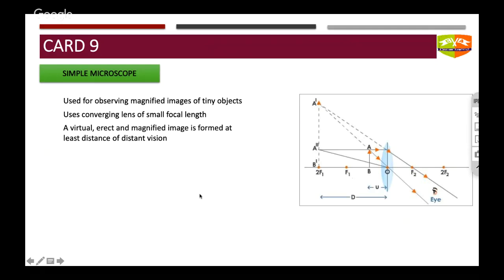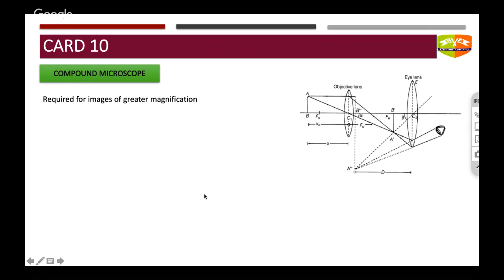Now let me move to the compound microscope. In a compound microscope, I have two lenses. One lens is called the objective. The second lens is called the eyepiece or eye lens. Here I am keeping the objective of less focal length so that I can get a magnified image over here. Why do I need double magnification? Because it's a tiny object, I need to magnify it properly. That's why the focal length was adjusted in that fashion.